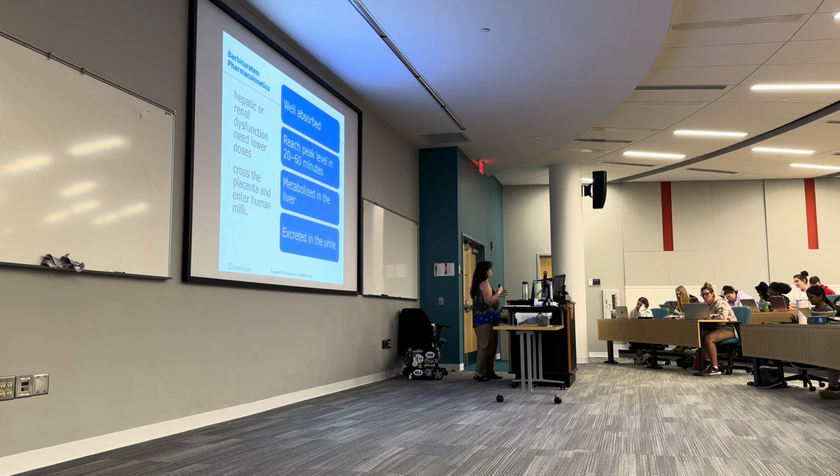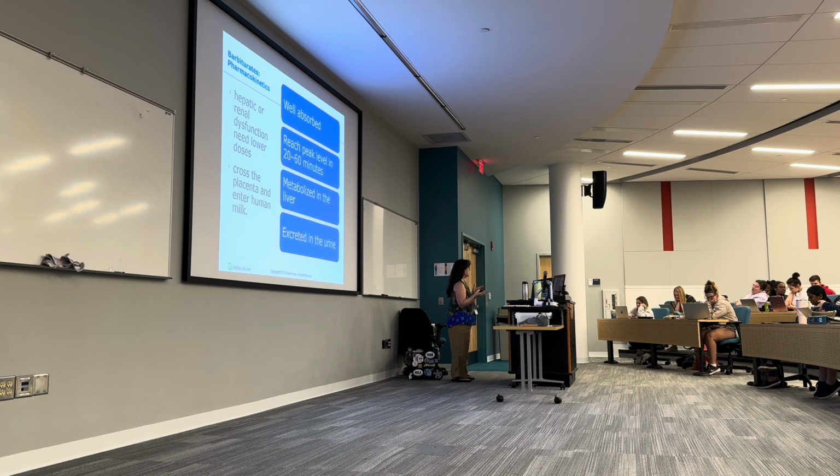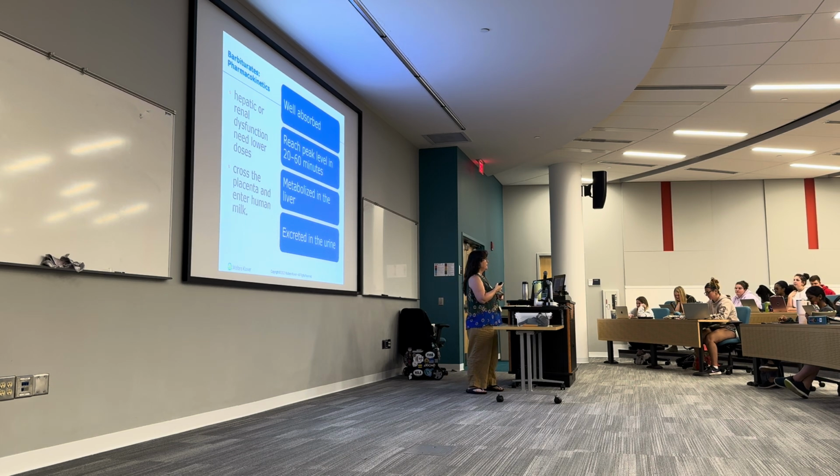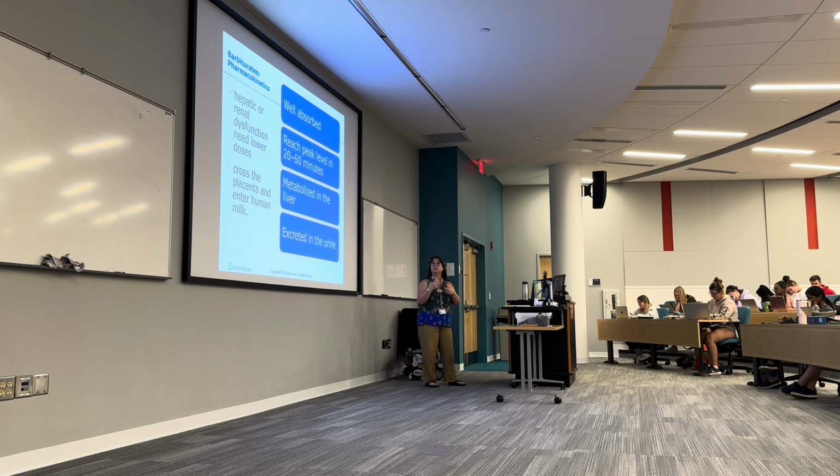So barbiturates, their pharmacokinetics: they're well absorbed. They reach a peak in 20-60 minutes, which is really great. Metabolized by the liver, excreted in the urine. So we're going to make sure we're looking at our liver enzymes, right? It can cause hepatic and renal dysfunction, and if it does, we need to lower the doses. What labs do we monitor for renal function? Yeah, BUN and creatinine, good. It can cross the placenta and enter human milk, so it will sedate the baby in utero and also through the breast milk. So we don't want to do that. Not recommended for pregnant women and women who are breastfeeding.